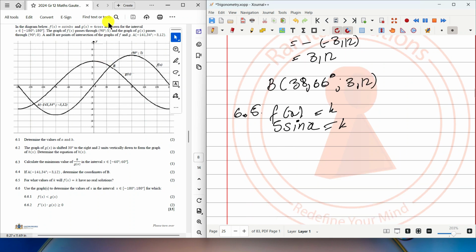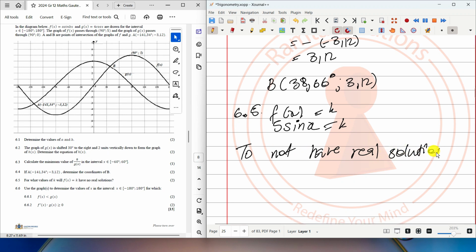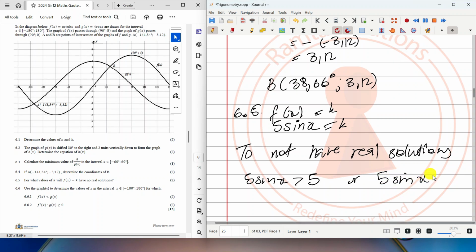But to not have real solutions, so no solutions at all, 5 sin x must be greater than positive 5, or 5 sin x must be less than negative 5. Remember the minimum was negative 5. But what is 5 sin x?